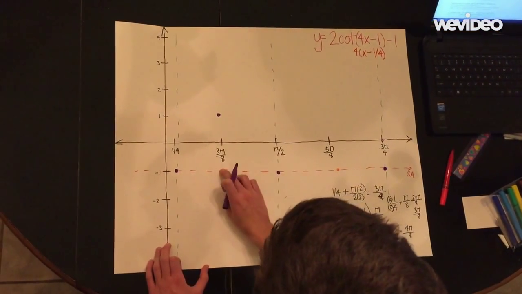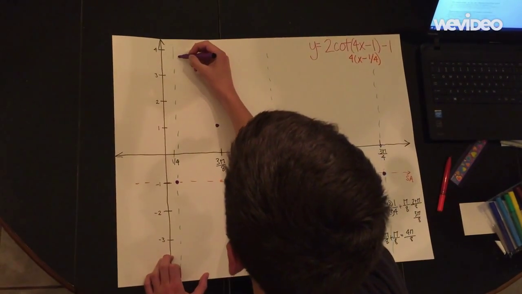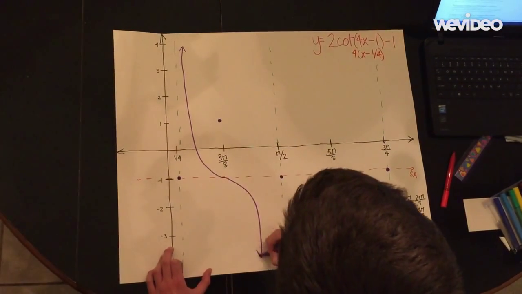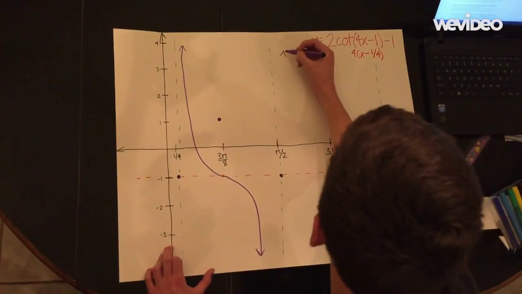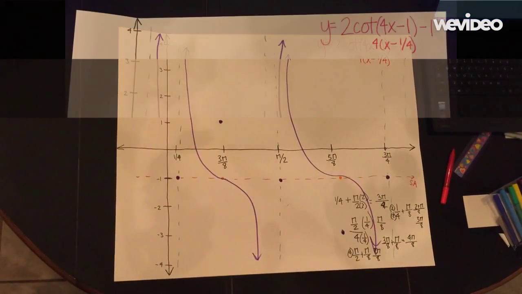Alright, so the point under 3 pi over 8 and the point under 5 pi over 8, you're going to have a decreasing tangent line, cotangent line. There you go, it's going to go right through the point.